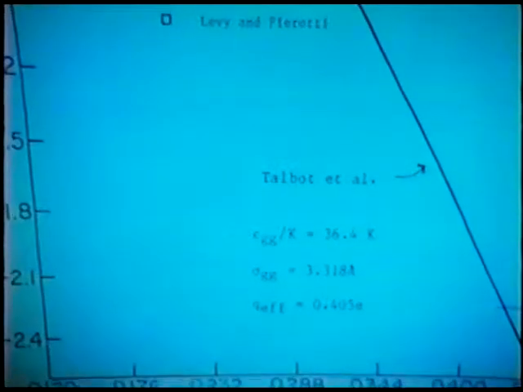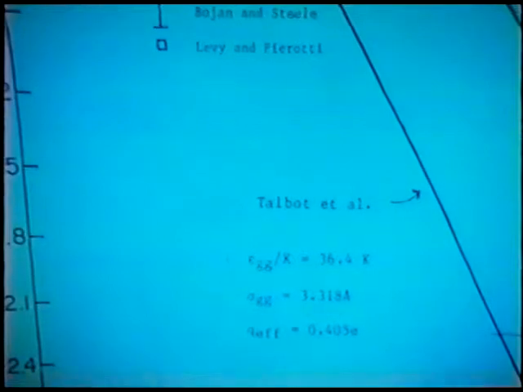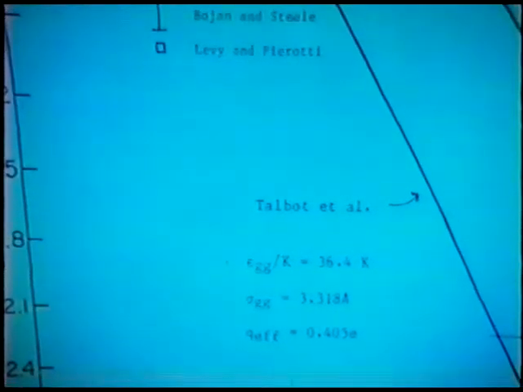Now, in calculating values of B2D, we had to do somewhat of a trial and error kind of a process. And what we did was we began by using the values that Talbot et al. used in their molecular dynamics simulations for the parameters. These values are known to reproduce the bulk nitrogen experimental data quite well. But as you can see, it doesn't reproduce our data very well at all.